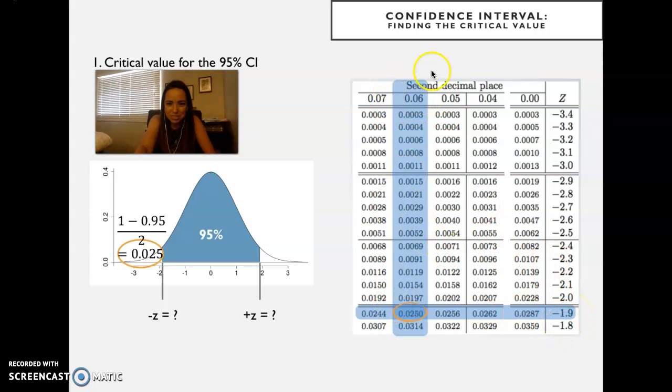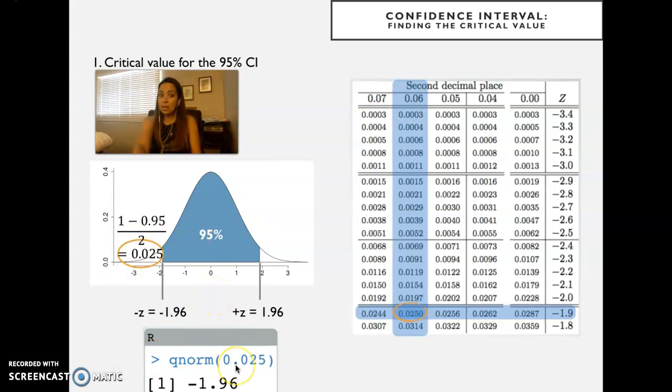So one part of the number is here, the other part is there. So that's where the 1.96 comes from. But again, you don't need to use tables because we have R in this class.